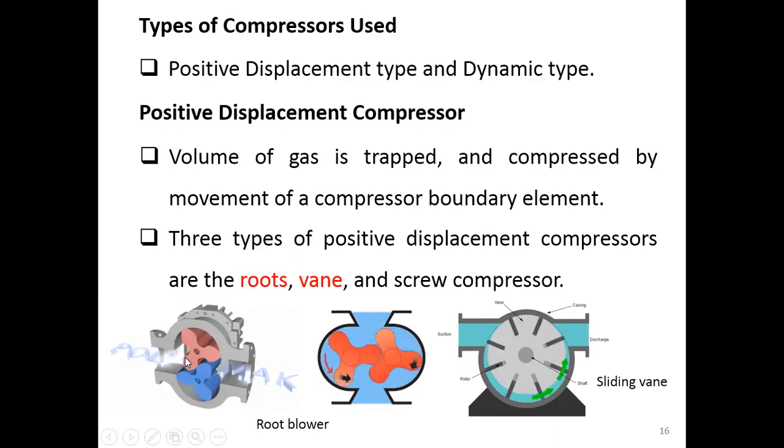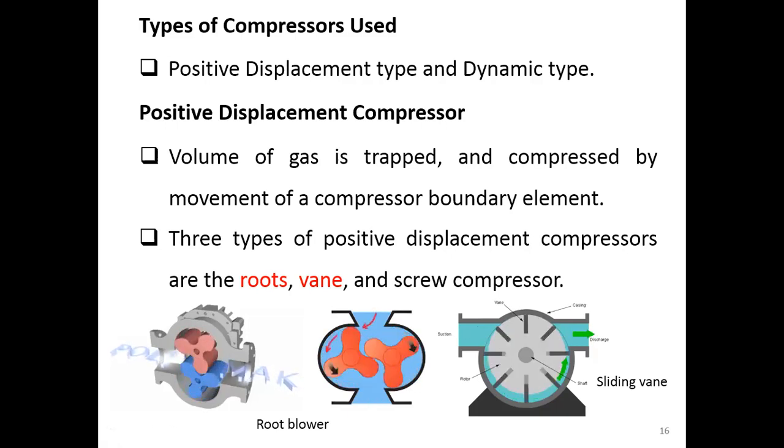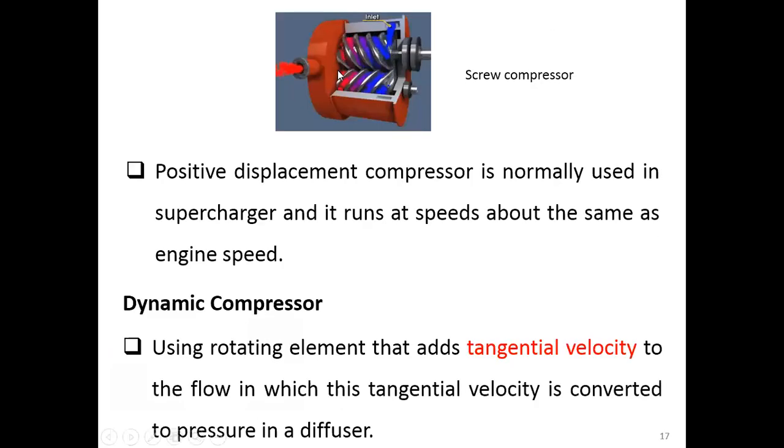In here we have three teeth together, for the root of the blower here, or for the vane here, the compressor boundary element is the vane, so the gas volume is trapped inside and compressed by this element. For the screw, this is the compressor boundary element, the screw here.